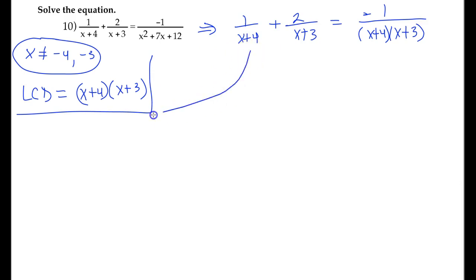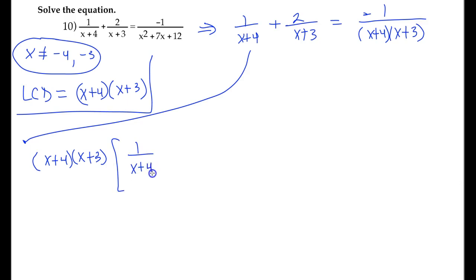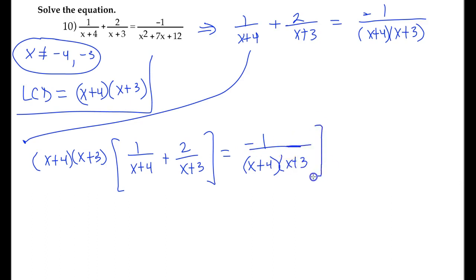So I'll just come down here to do it. So we would say x plus 4 times x plus 3, and all that will be multiplied by 1 over x plus 4 plus 2 times x plus 3. Then here, this will be negative 1 over x plus 4 divided by x plus 3. And all that will be multiplied by x plus 4 times x plus 3. Okay.